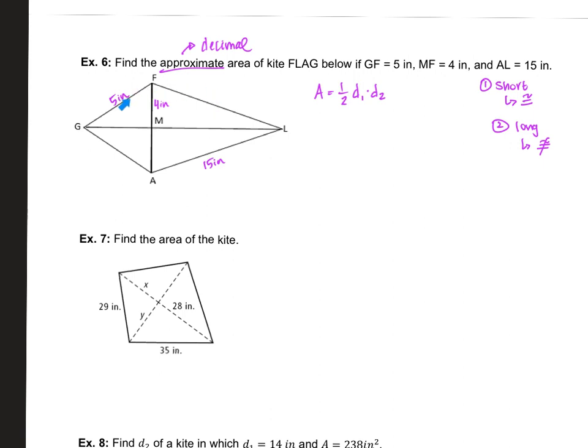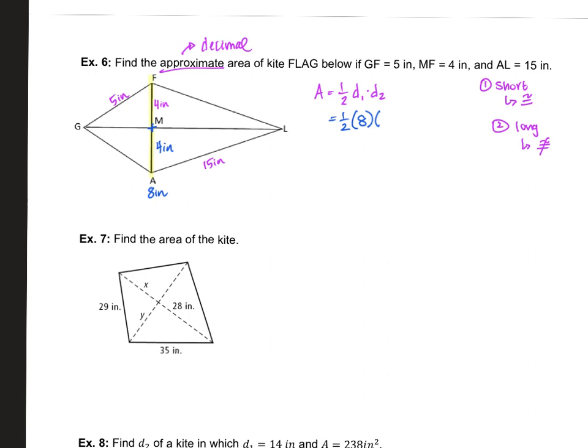Okay, visually looking at this kite, I can definitely tell that diagonal FA would be considered the short diagonal. And if it's the short diagonal, and I know that MF is 4 inches, and the pieces are congruent, by default, MA would also be 4 inches. So the total diagonal, if I added them together, would be 8 inches. Okay, I have now found one piece of this area puzzle. Diagonal 1, let's say, is 8.